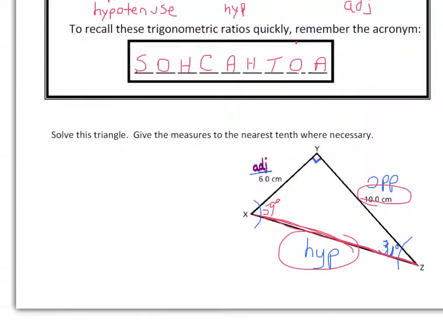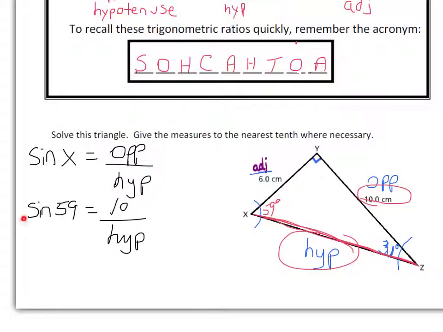So sine, let's write that down. So sine x equals opposite over hypotenuse. But we know what angle x is. Angle x is actually 59, and we know what the opposite side is. The opposite side is 10. We're trying to find out the hypotenuse. So sine 59, the 59 came from x, is 10, the opposite side, over the hypotenuse.